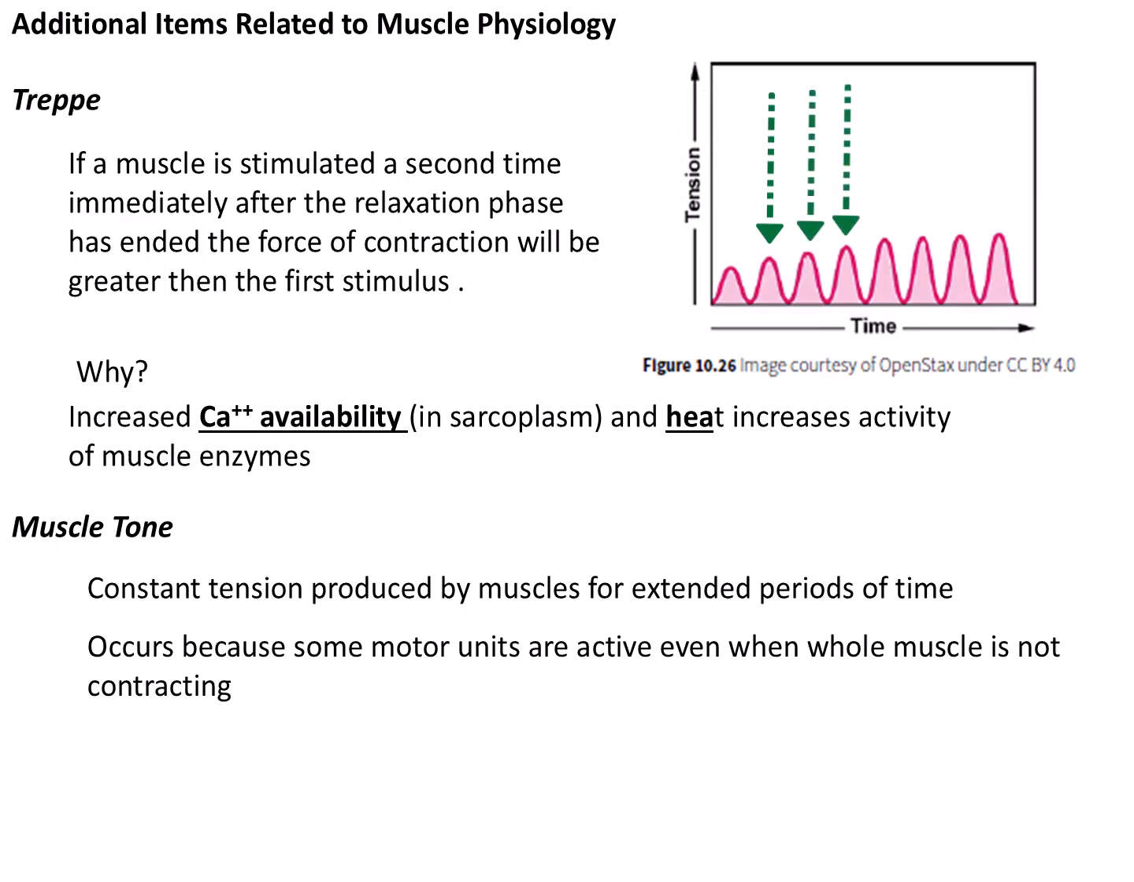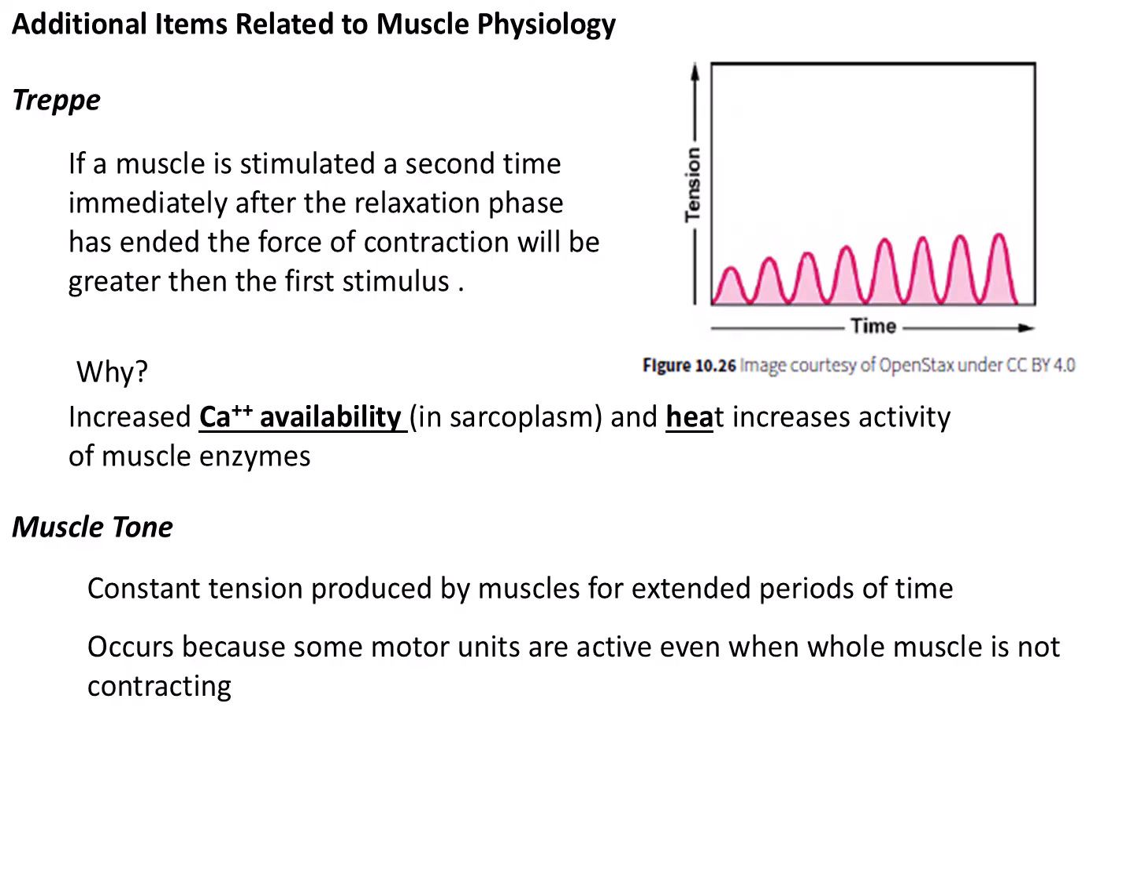This increase in the force of contraction is due to increases in calcium availability in the sarcoplasm and heat that is generated by contracting muscles. This heat will help the muscle enzymes work better. For example, the myosin heads will be able to break down ATP at a faster rate.